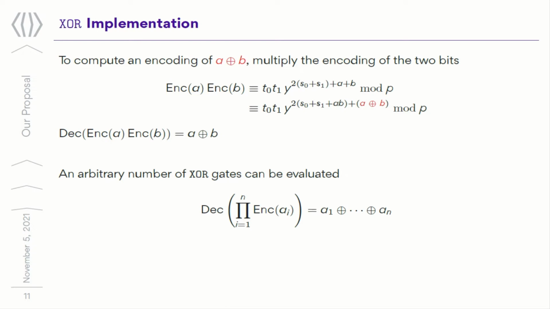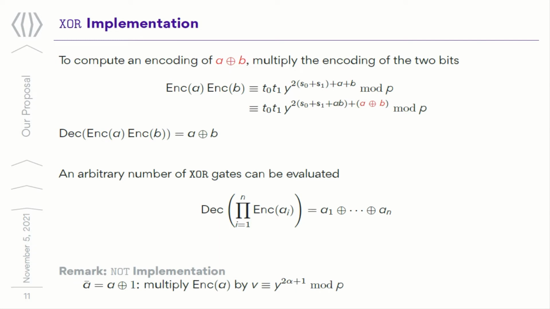And we can evaluate an arbitrary number of XOR gates just by multiplying each encoding between them. For example, the encoding of A times the encoding of B times the encoding of C, and the result will be A XOR B XOR C. We can note that for the NOT implementation, we just have to multiply the encoding of A by an encoding of 1. So now we can compute the NOT implementation and the XOR implementation.